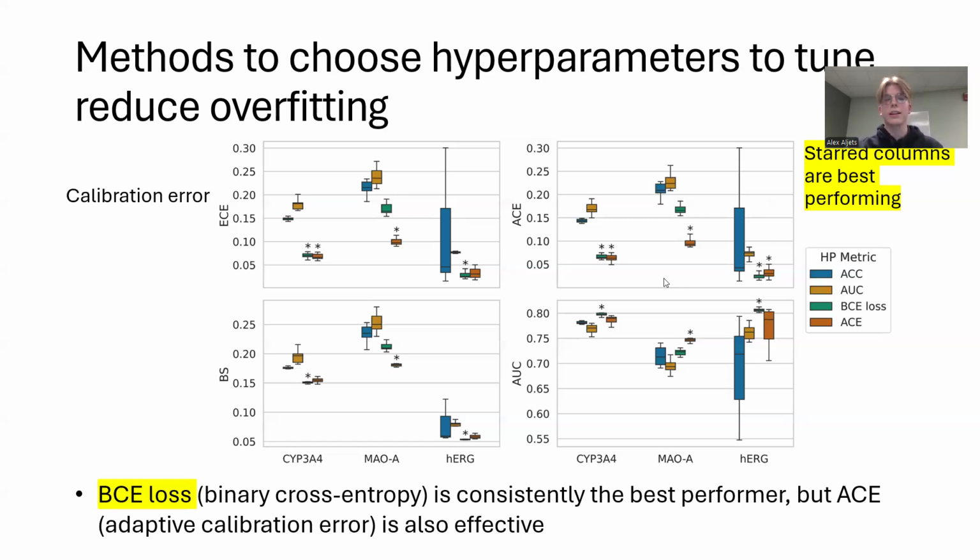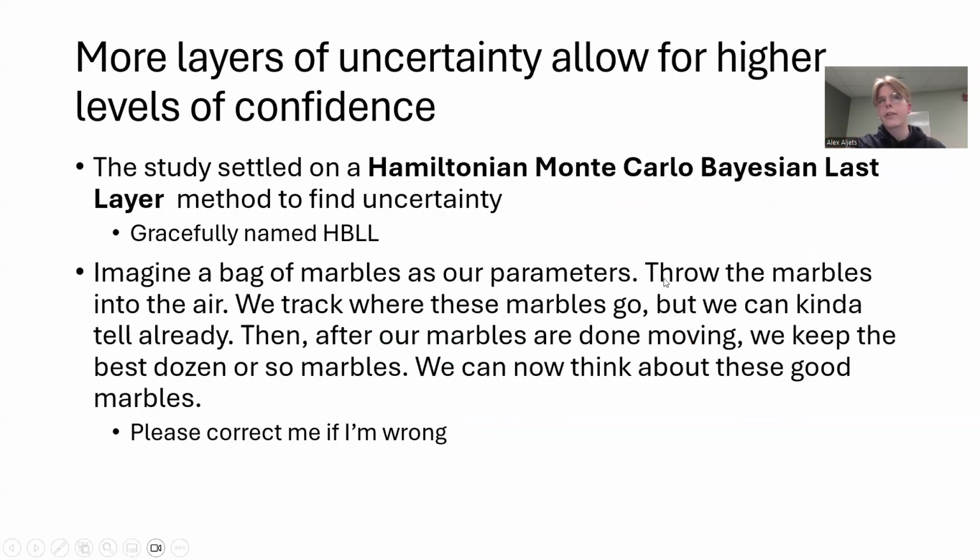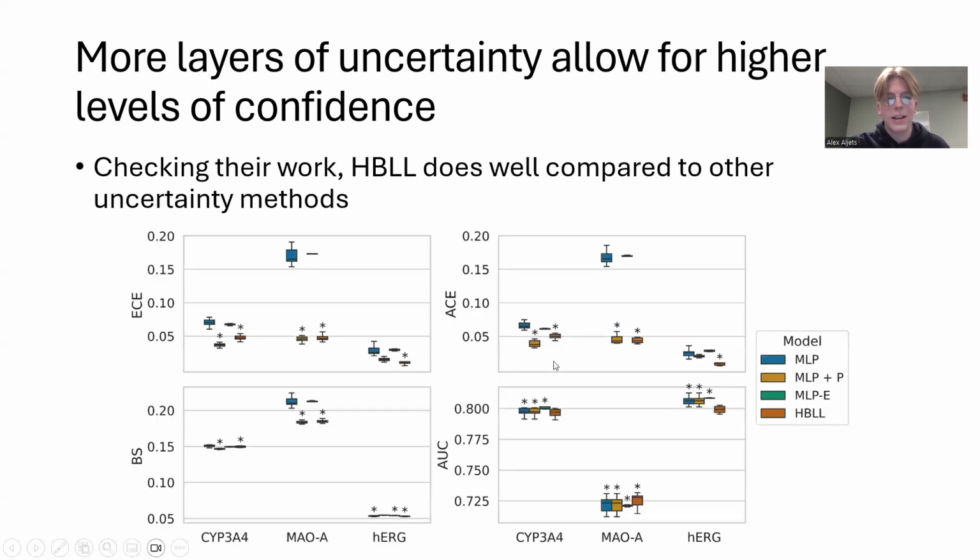And then the calculation for uncertainty that they found is this Hamilton Monte Carlo Bayesian last layer method. They call it HBLL. So that's like if we have a bunch of marbles and we throw them in the air and track them, but we already kind of know where they're going. Once they're done moving, we can keep the best 10 or 12 marbles, and then we can think about these good marbles. That's the general idea behind this HBLL method that they use, if that makes any sense.